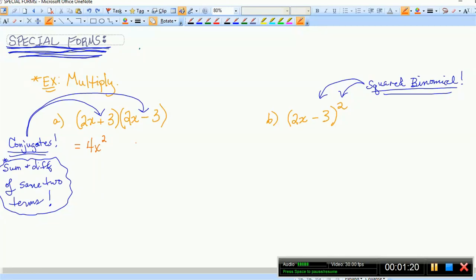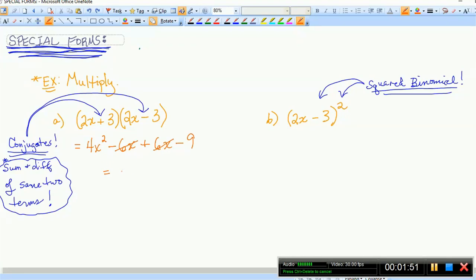Outer is going to be negative 3 times 2x, right? So minus 6x. Inner is going to be positive 6x. Now this is important, even though that's about to cancel, it's important. Now we have the 3 times negative 3, and that would be minus 9, okay? Notice a couple of things. Notice that these guys are going to cancel. That's an important idea, but they were once there. I want you to remember that too.